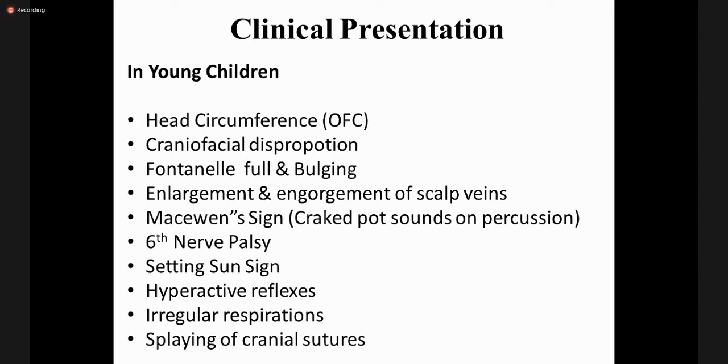There could be sixth nerve palsy, setting sun sign. Setting sun sign, what does it mean? Setting sun. I will show you the picture. Hyperactive reflexes of the child, irregular respiration, and splaying of cranial sutures. Splaying means separation of cranial sutures.